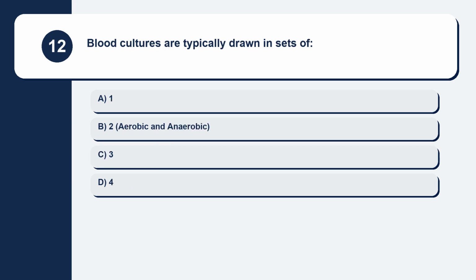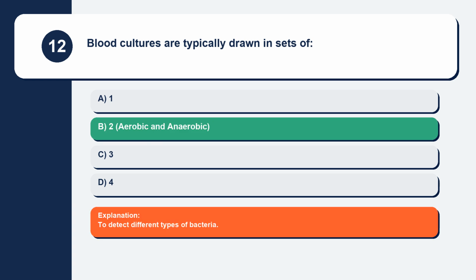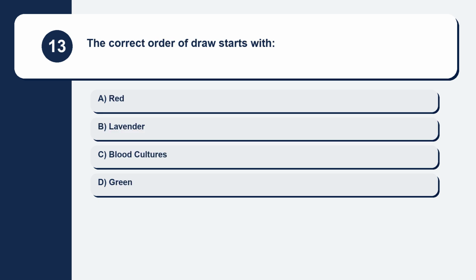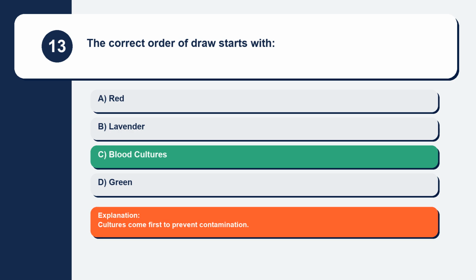Question 12. Blood cultures are typically drawn in sets of 1, 2 aerobic and anaerobic, 3, 4. To detect different types of bacteria. Question 13. The correct order of draw starts with red, lavender, blood cultures, green. Cultures come first to prevent contamination.